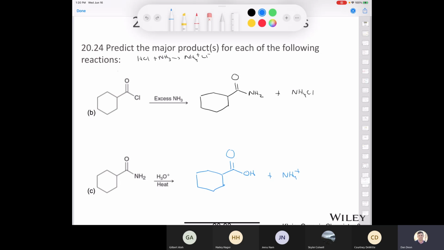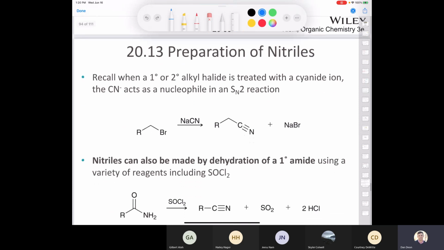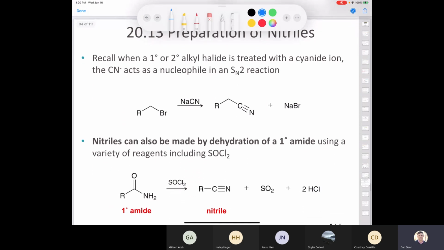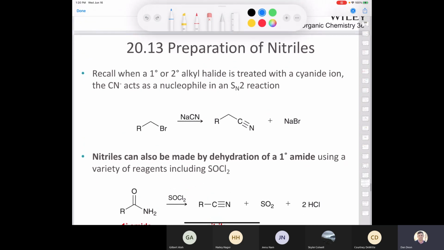All right, so that covers section 20.12. It's kind of a short section, but those are the reactions and the preparations of amides that you need to be aware of, everything that we covered in that section. Let's move on to section 20.13, which is the last section of chapter 20 that deals with new chemistry. And this is all about nitriles, right?